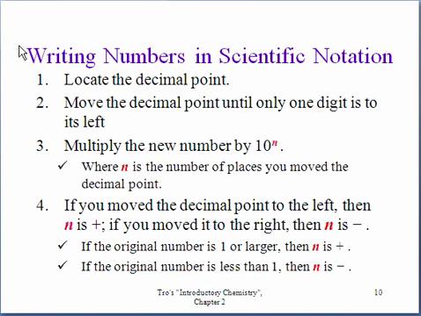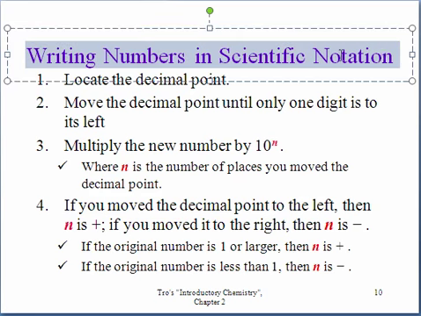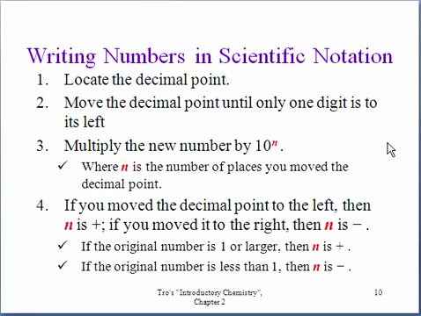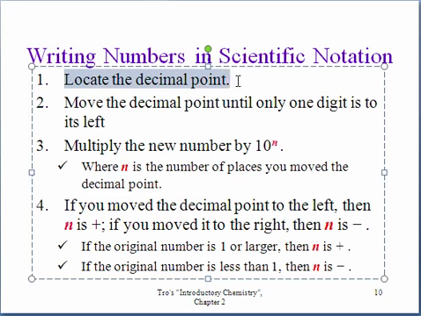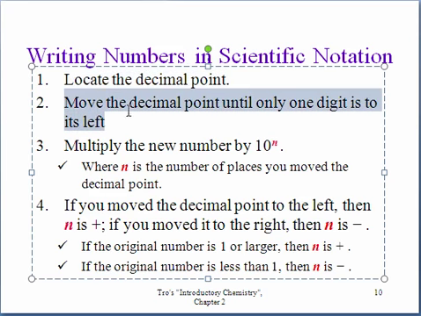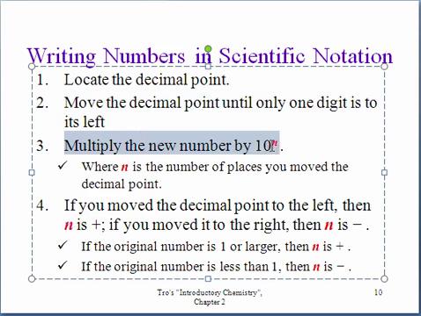Okay, now let's look at how to write numbers in scientific notation from numbers that are in standard notation. The first thing that you want to do is locate the decimal point. Then you move the decimal point until only one digit is to its left. This will be the decimal part of our scientific notation. We're going to take this number and multiply it by 10 to the n. And n is going to be the number of places we've moved our decimal point.